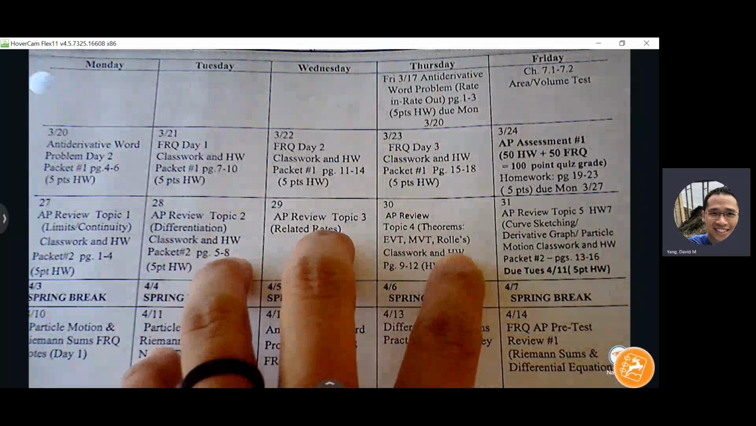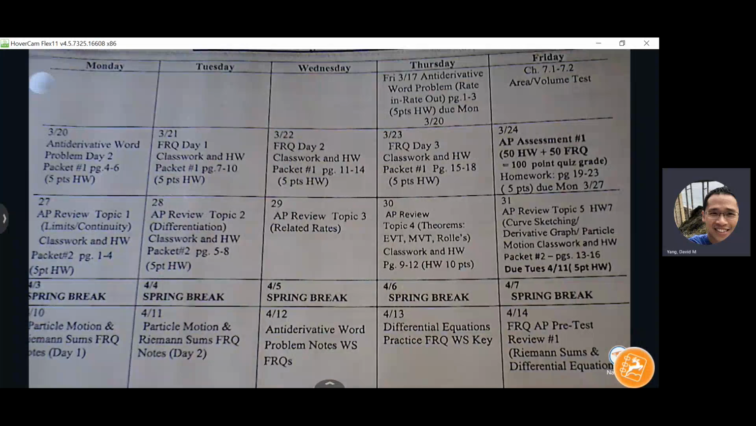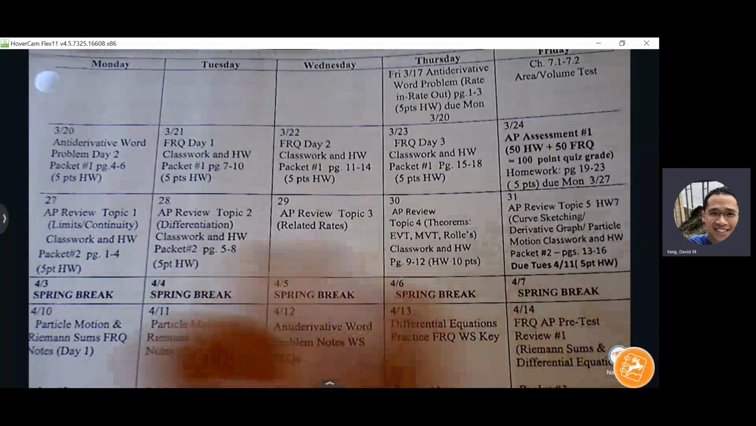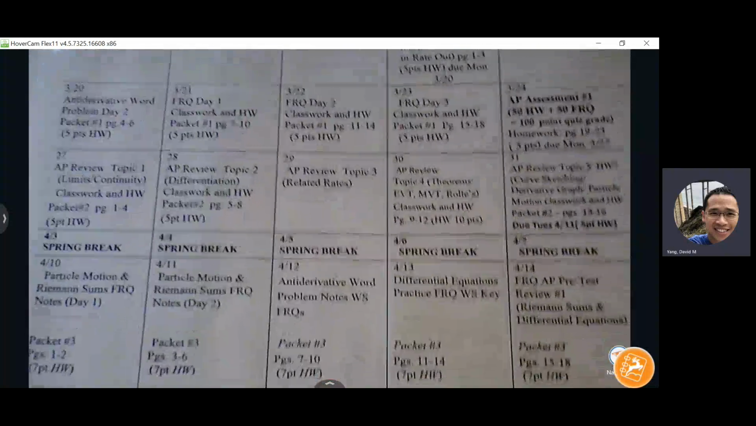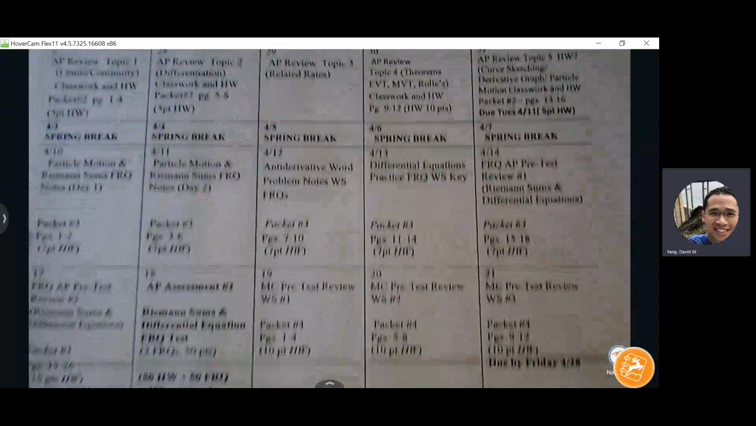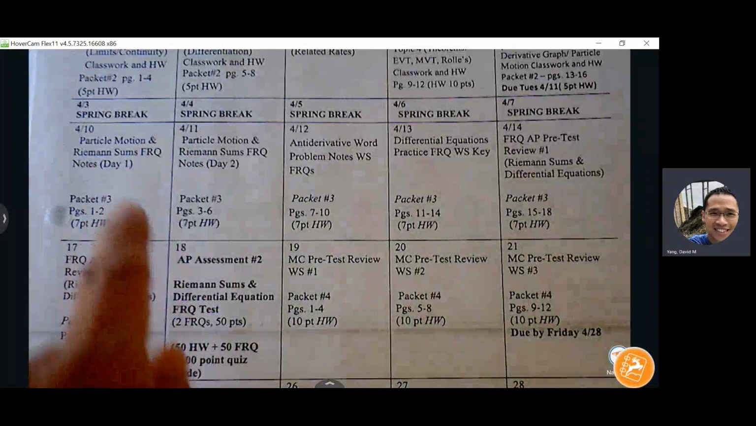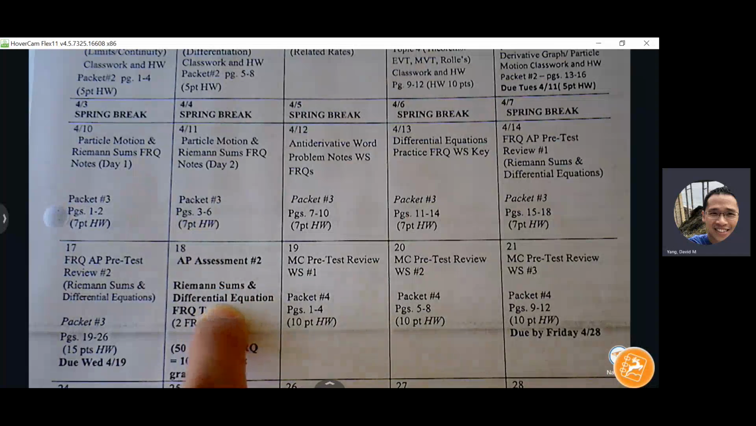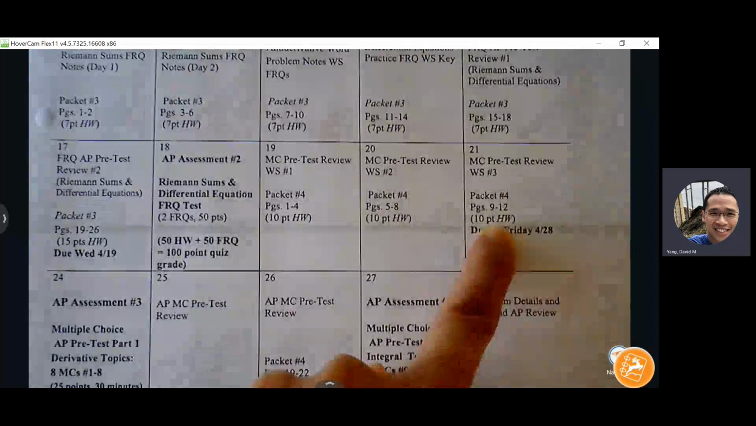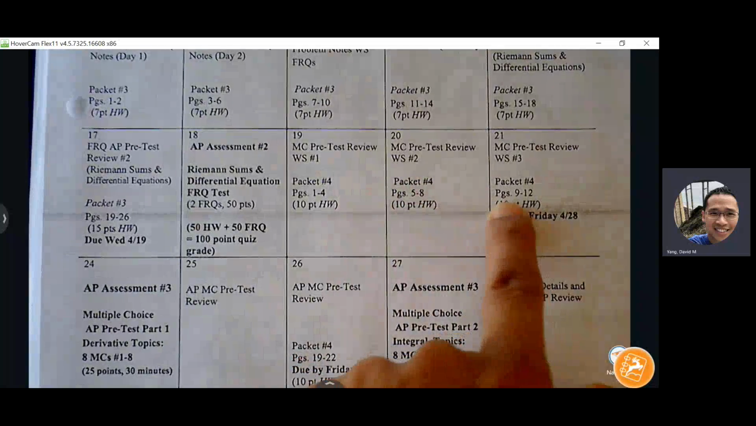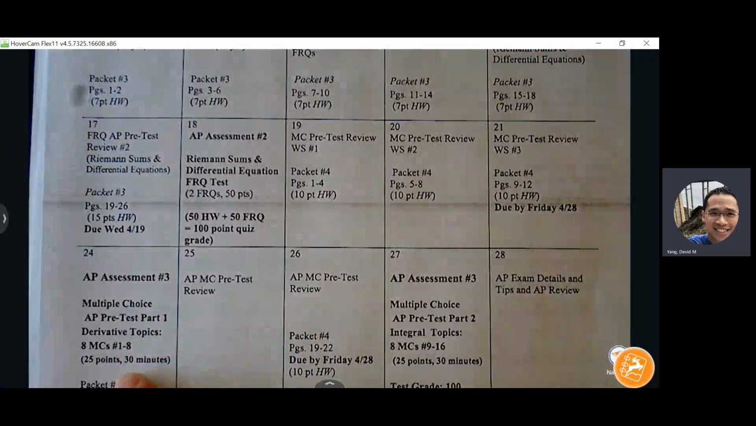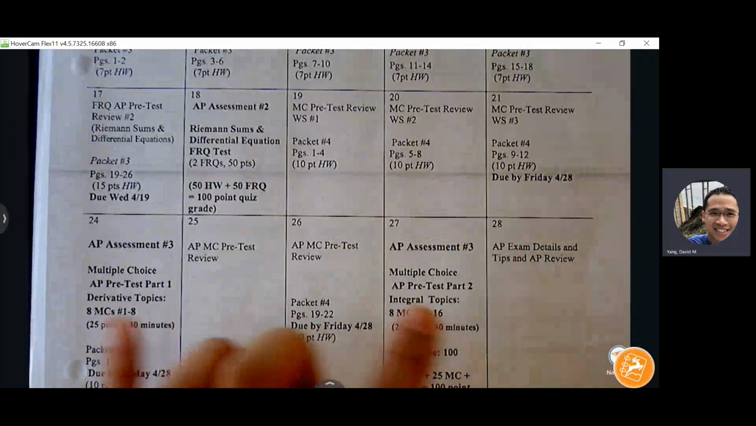So the packet in your hand, that will take you to next Friday, and then I have a second packet with AP review topics. And we're going to have another FRQ quiz 2 weeks after spring break, just over Riemann sums and differential equations. And then we'll do a multiple choice review homework alongside that as well. And this will be a test grade.